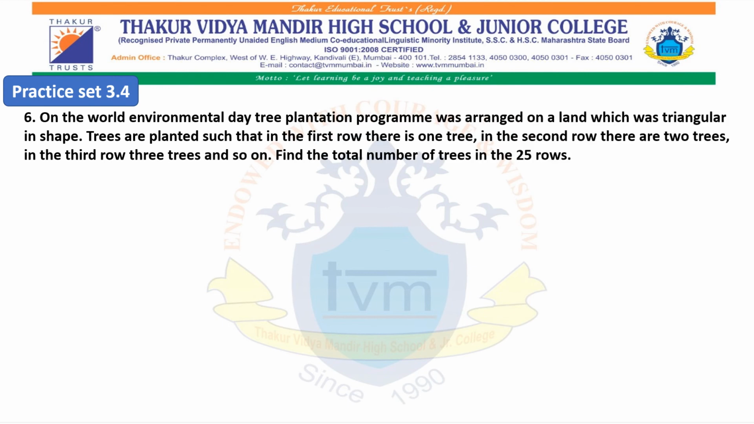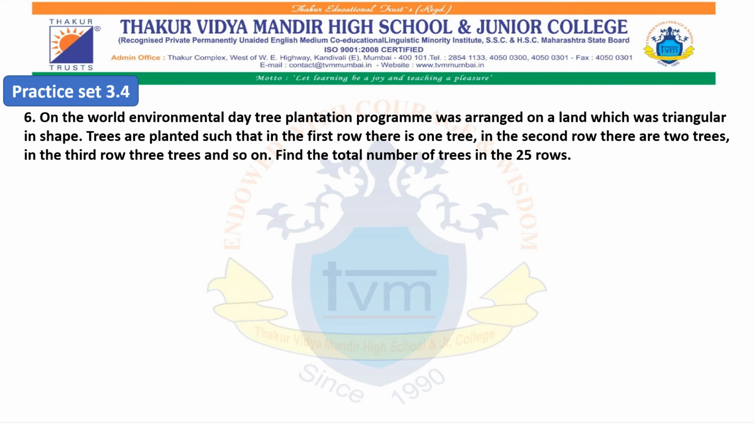Sum number 6. On World Environment Day, a tree plantation program was arranged on a land which was triangular in shape. Trees are planted in such a way that in the first row there is one tree, in the second row there are 2 trees, in the third row there are 3 trees, and so on. Find the total number of trees planted in 25 rows.